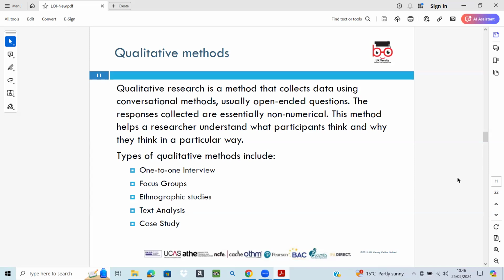Then we have text analysis. Text analysis involves analyzing written or verbal text. Examples are interviews, documents, speeches, to uncover themes, patterns, and their meanings. Then we have case study. Case studies involve a detailed examination of a single entity or a small number of subjects to investigate complex phenomena within a specific context.